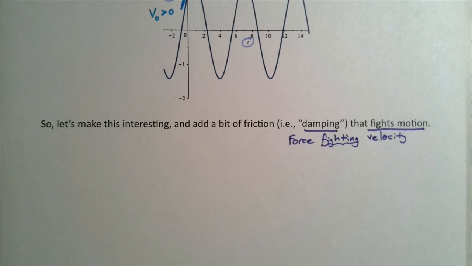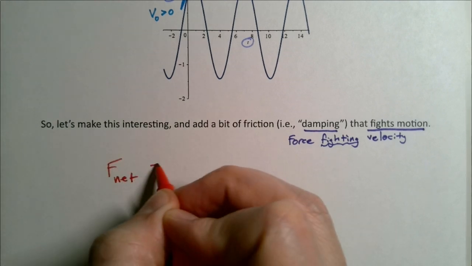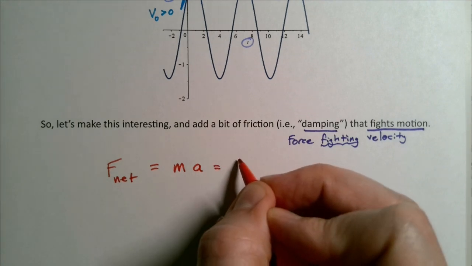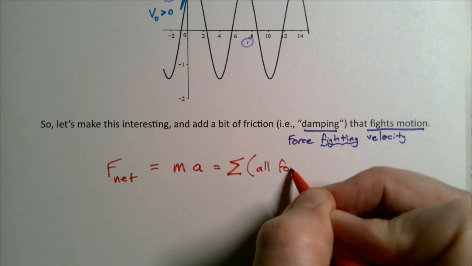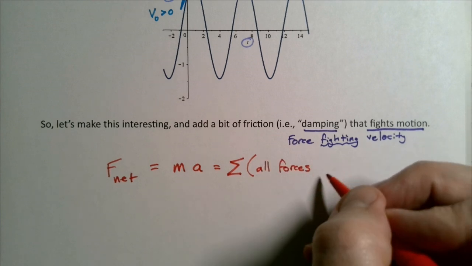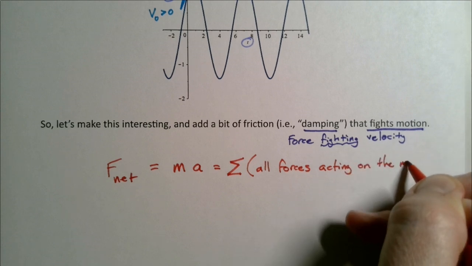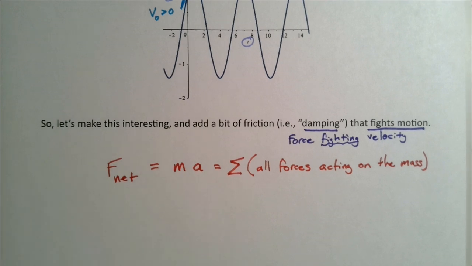So the way we're going to do this is we're going to start constructing from scratch here, and we're going to say let the net force on an object equal its mass times its acceleration. That's Newton's second law, so that's a good place to start. And really what that's saying is that the sum of all the forces acting on the mass is equal to its mass times its acceleration.